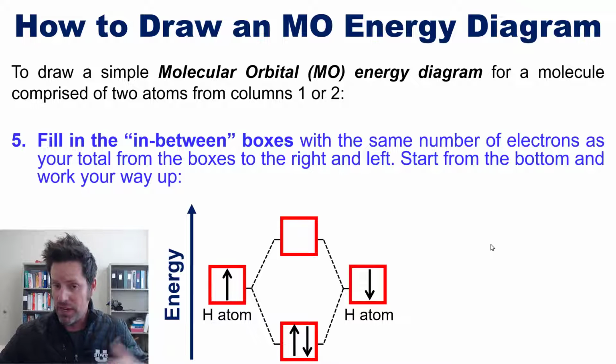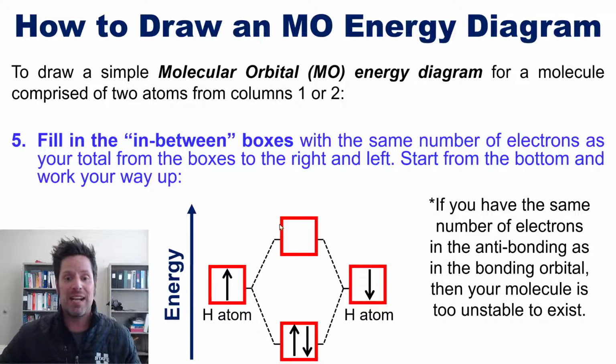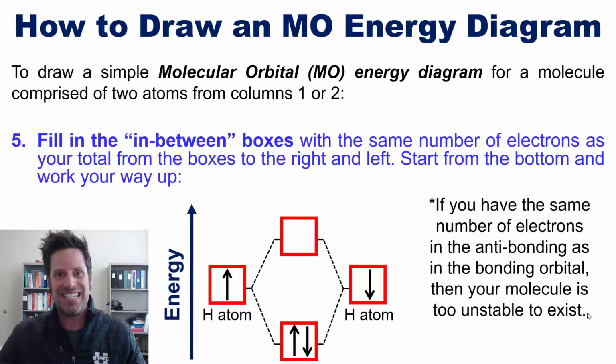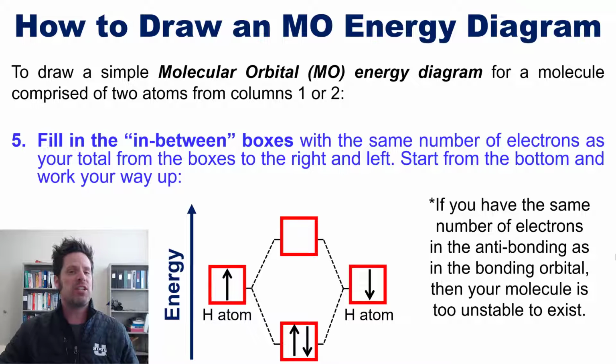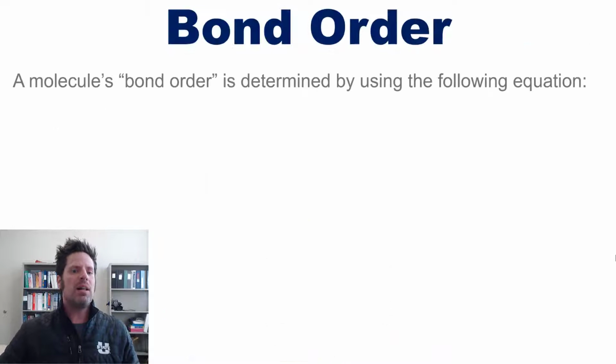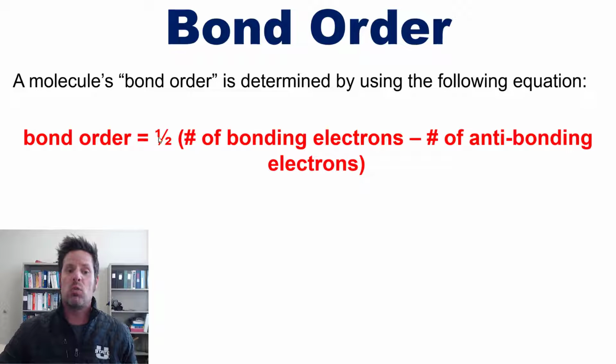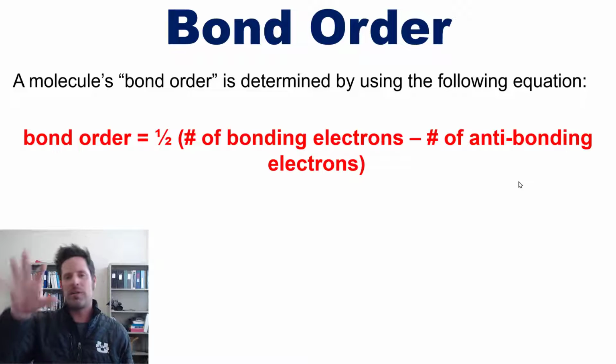Now, as I stated a moment ago, if you have the same number of electrons in your anti-bonding orbital, that is your box up here, as you have in your bonding orbital down here, then your molecule is too unstable to exist. This dovetails beautifully into me teaching you about bond order. So a molecule's bond order is determined by using the following equation, where bond order is equal to 1/2 multiplied by the number of bonding electrons, subtract the number of anti-bonding electrons in your molecular orbital energy diagram.